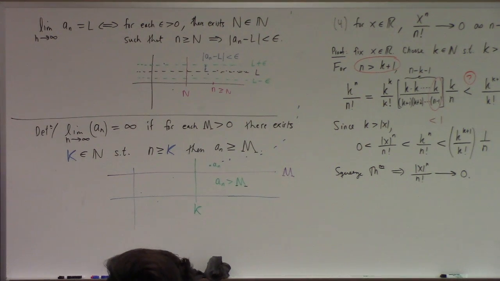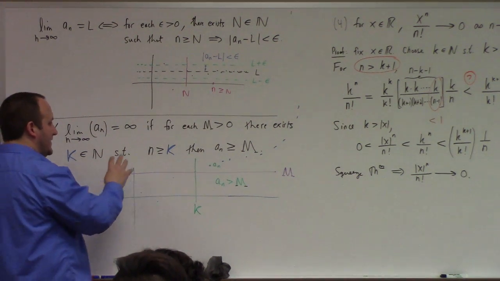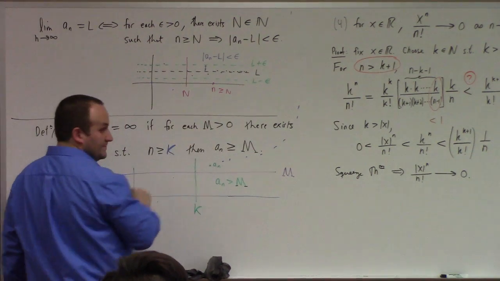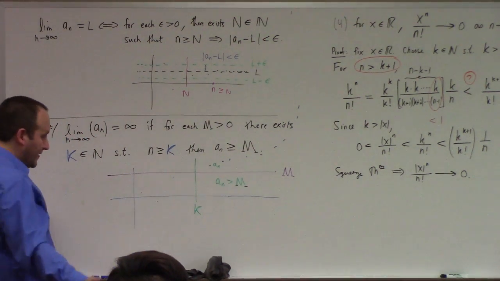I didn't hear what you said. N or M? Is M referencing the point after? M, you have to be able to find a K for each M. So M is like an arbitrary positive number.